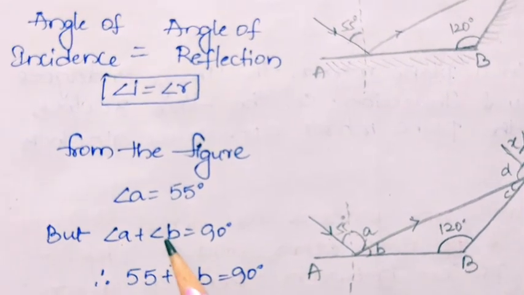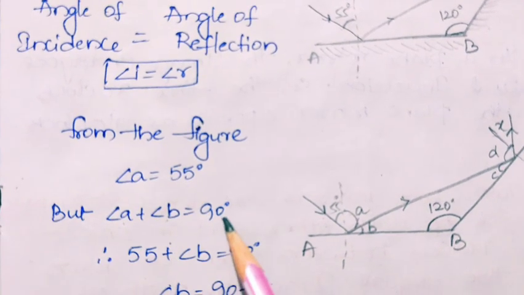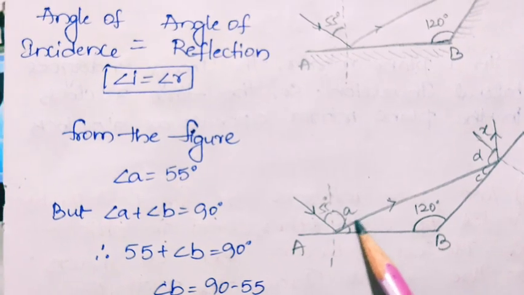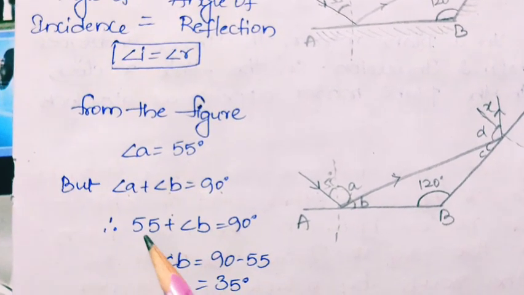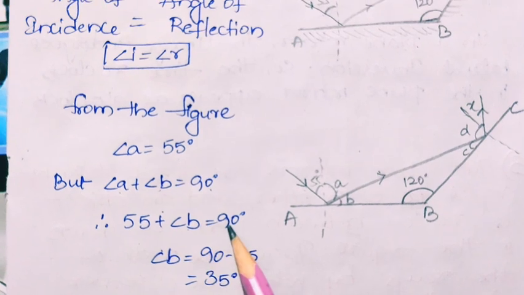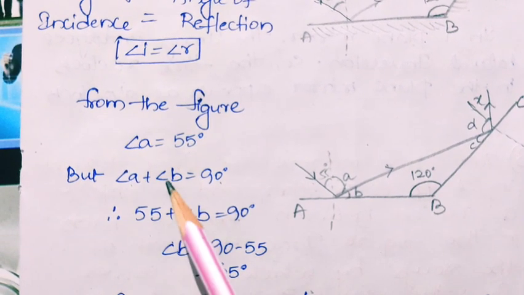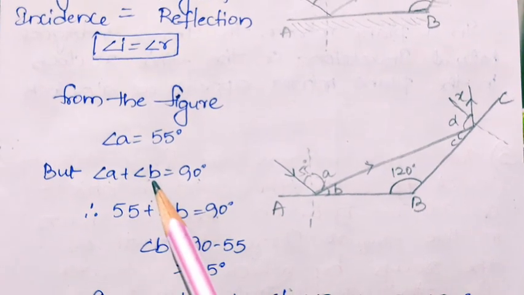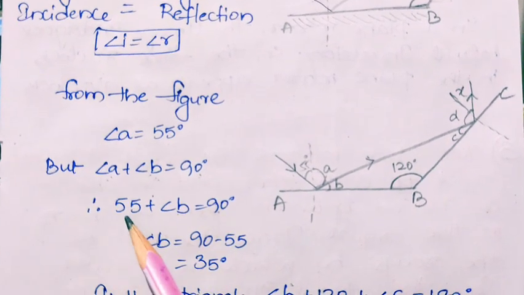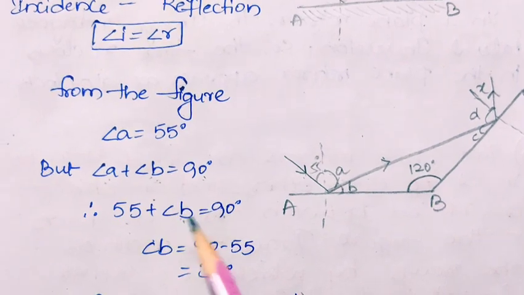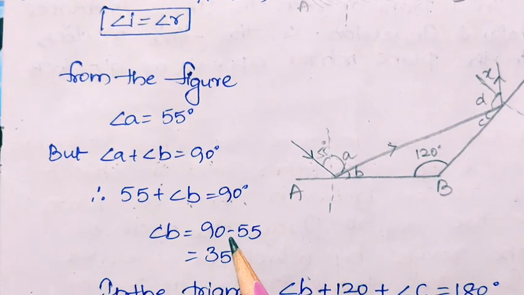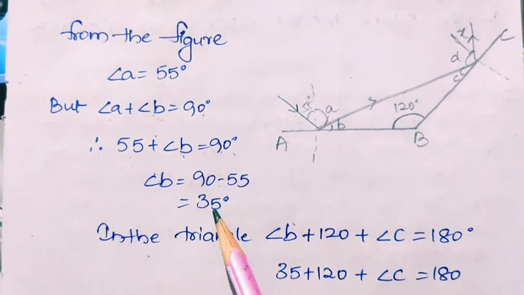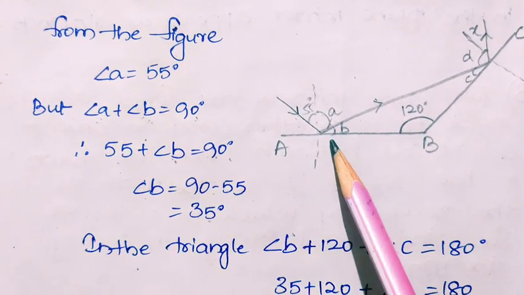The angle at A plus the angle at B is equal to 90 degrees, as it is the perpendicular. This is a perpendicular line. So 55 plus angle B is equal to 90 degrees. As we know angle A is 55, we can find angle B. So angle B is equal to 90 minus 55. So angle B is 35 degrees. So here this is 35 degrees.